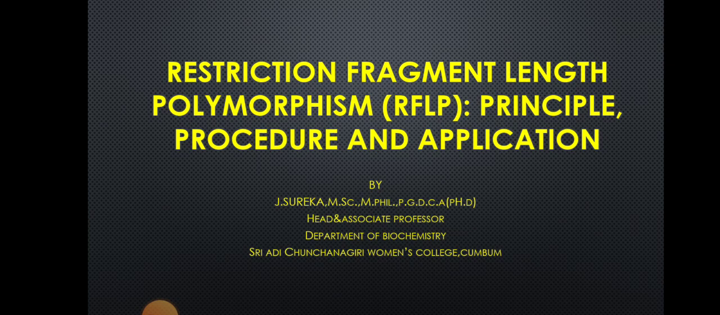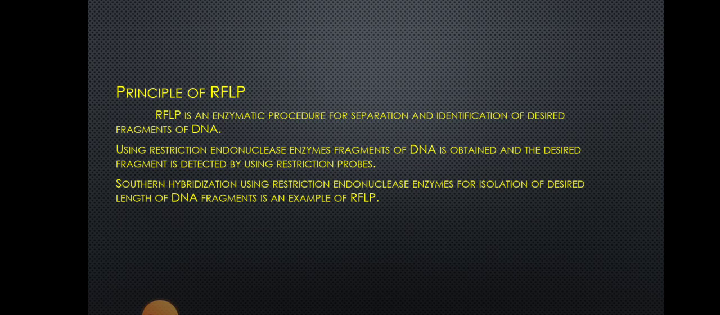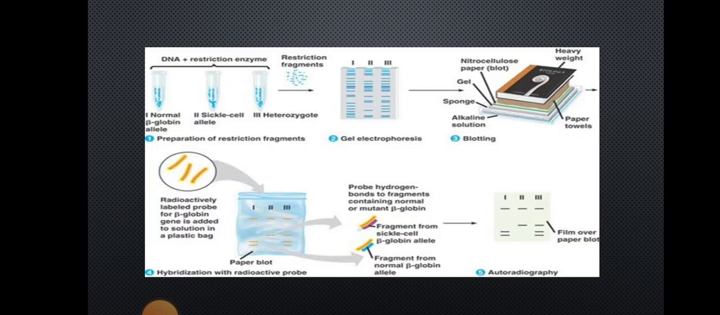Today we are going to see about restriction fragment length polymorphism. Principle of RFLP. RFLP is an enzymatic procedure for separation and identification of desired fragment of DNA. Using restriction endonuclease enzyme, fragments of DNA are obtained and the desired fragment is detected by using restriction probes, by Southern hybridization. Using restriction endonuclease enzyme for isolation of desired length of DNA fragments is an example of RFLP.